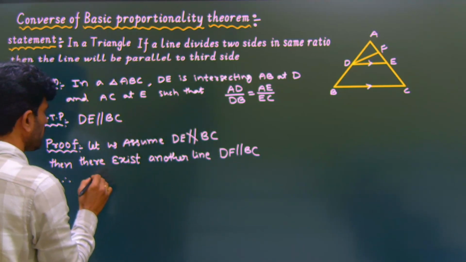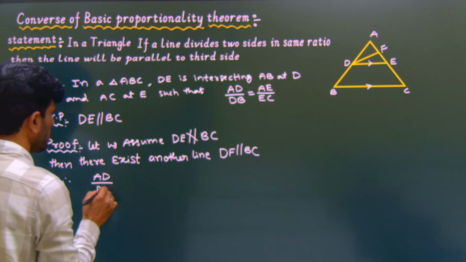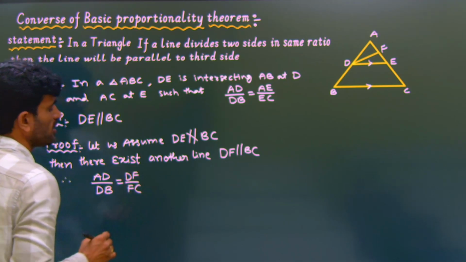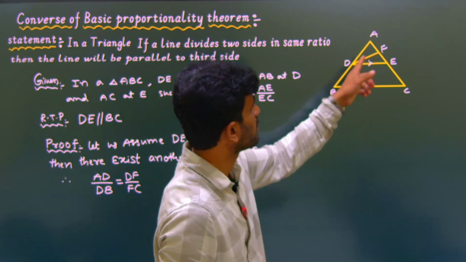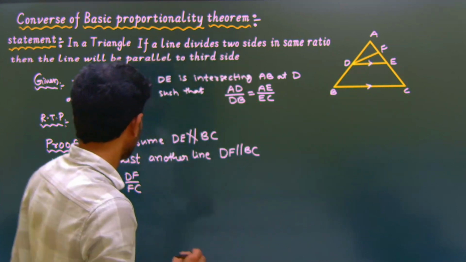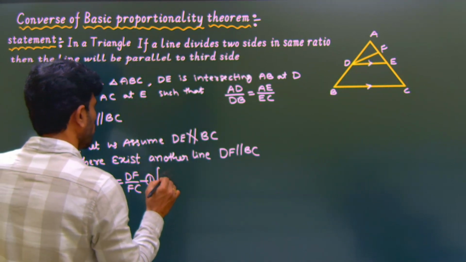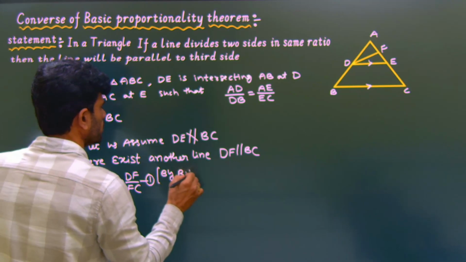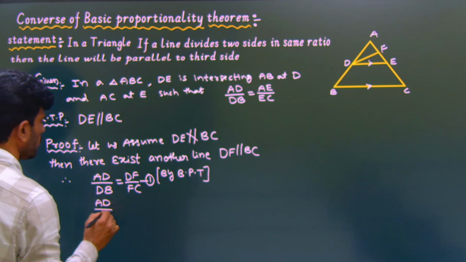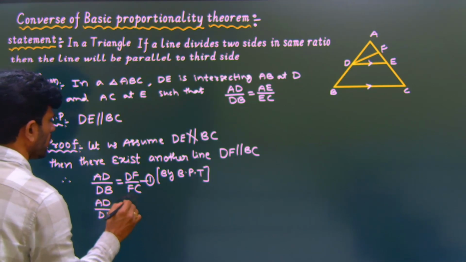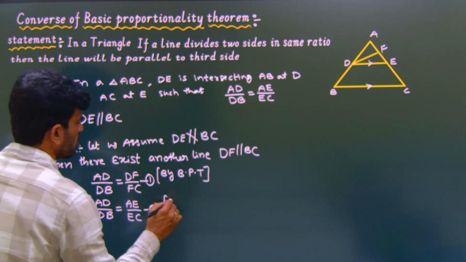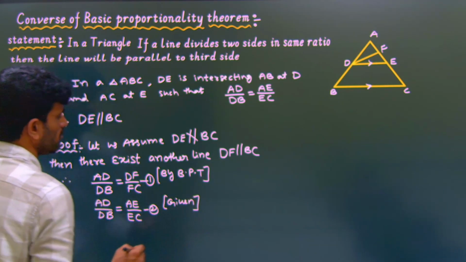From basic proportionality theorem, we can write AD by DB is equal to AF by FC. Why are we writing this? Because DF we took parallel to BC. So AD by DB is equal to AF by FC, this is from the basic proportionality theorem, equation 1. But what we know from given, AD by DB is equal to AE by AC. This we know from given, this is equation 2.